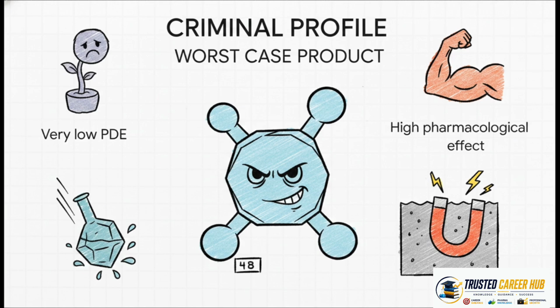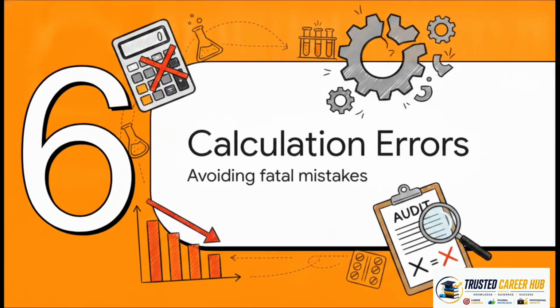The logic is, if you can prove you can safely clean this absolute worst-case nightmare product, you scientifically justify that you can clean the easy ones. But pick the wrong worst-case product, and you end up with dangerous gaps in validation or limits that are literally impossible to meet. All right, let's wrap up the process in Section 6, avoiding fatal calculation errors.